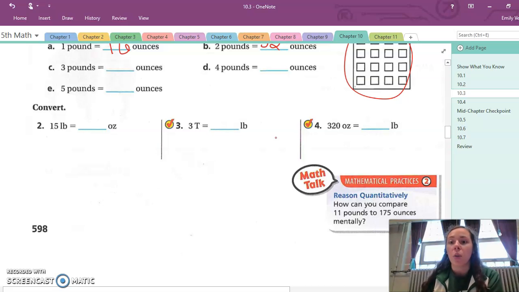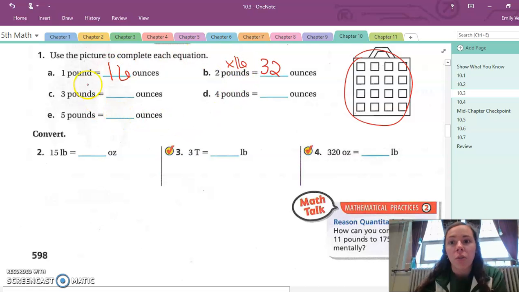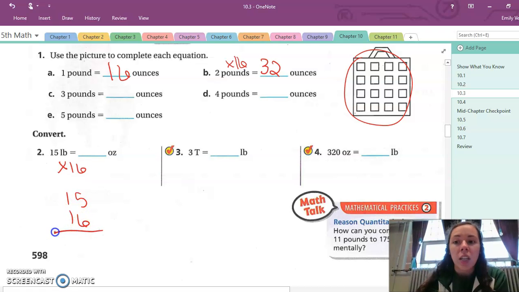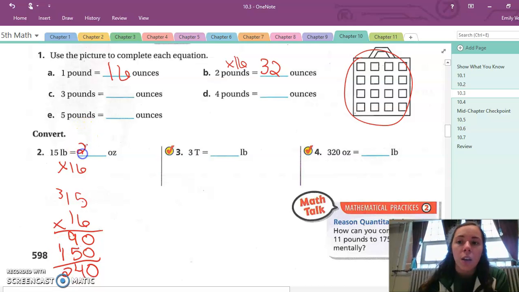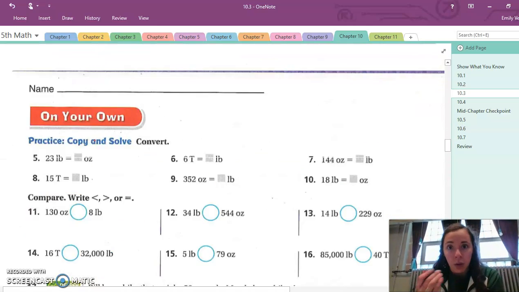If we look at number 2 really quick, we're going 15 pounds into ounces. If we follow the same pattern that we were just looking at up here, big to small means I multiply. And here's that base number, 16. So 15 times 16, 6 and 5 are 30. 6 and 1 plus 3 is 9. Dinosaur egg. 5 and 1 are 5. 1 and 1 are 1. Add them up. 240 ounces. Okay, so you're doing the same thing that we've just done.